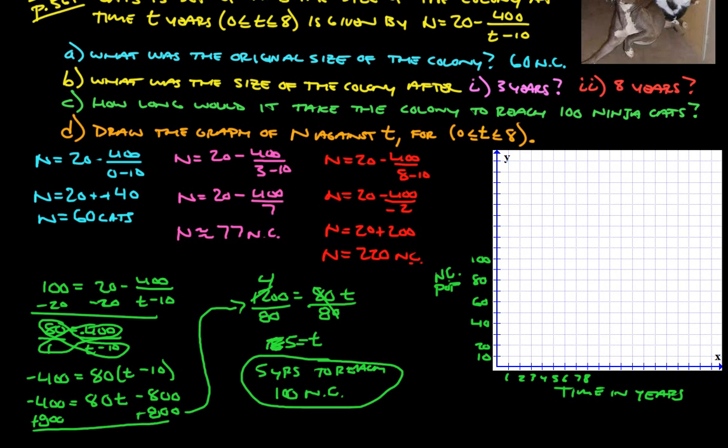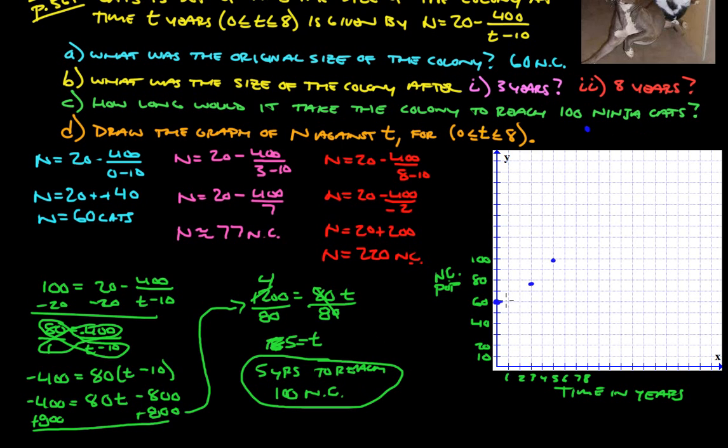And then now we'll just graph some points here. All right, so original population was 60 ninja cats, so we have a point there at 0, 60. After 3 years, we were at 77, so 3 is at 77. 8 years was 220. So 8 years is going to be about up here. And then 5 years is at 100.